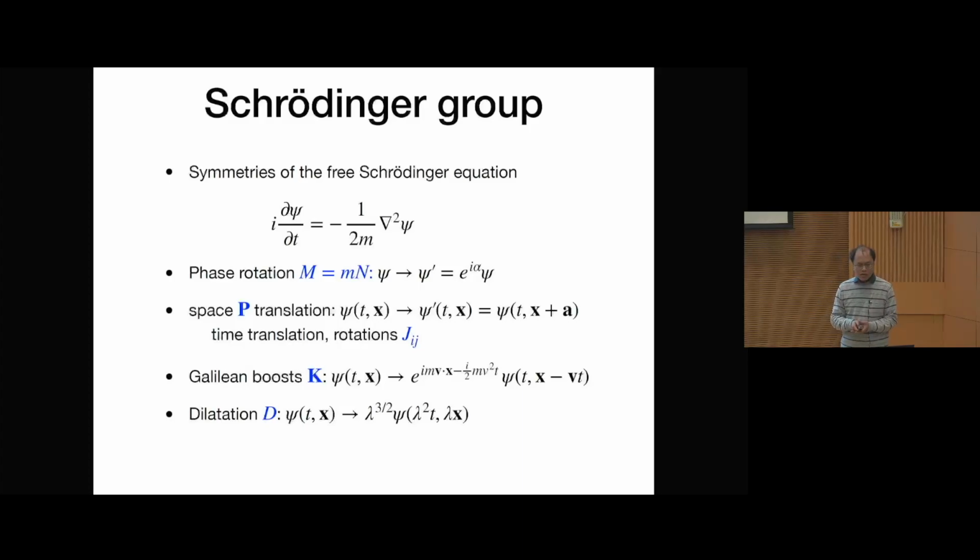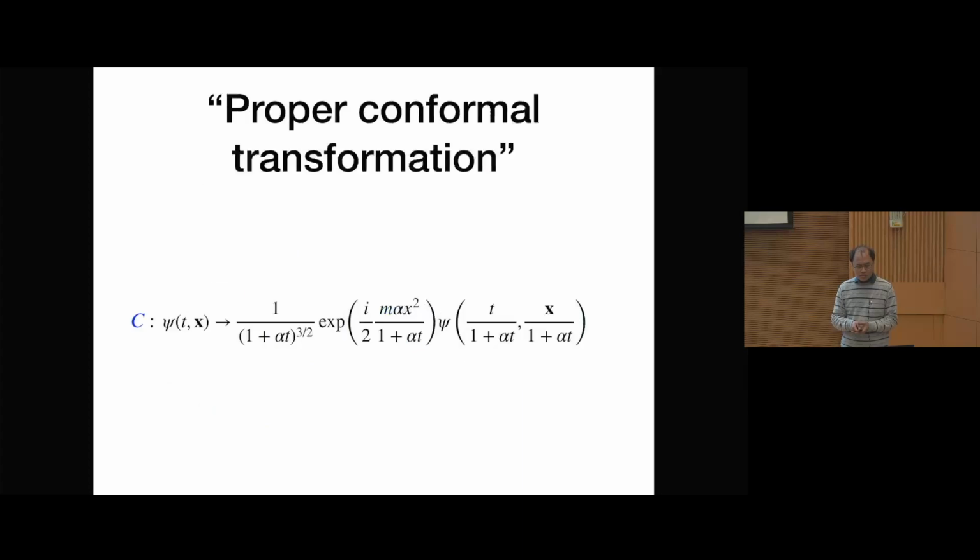But these are not the only transformations that generate a new solution. There is a quite non-trivial way to generate a new solution by replacing t by t divided by 1 plus alpha t. You can think about that as a combination of translation in time, inversion and translation. And if one replaces x by x multiplied by the same factor, 1 over 1 plus alpha t, and does some trial and error with the phase and the numerical coefficient in front, we will find that this new function is again a solution to the Schrödinger equation.